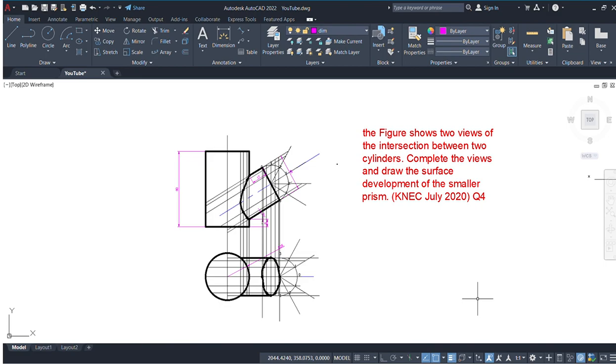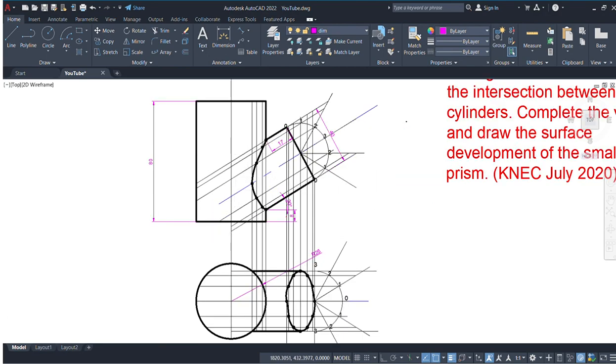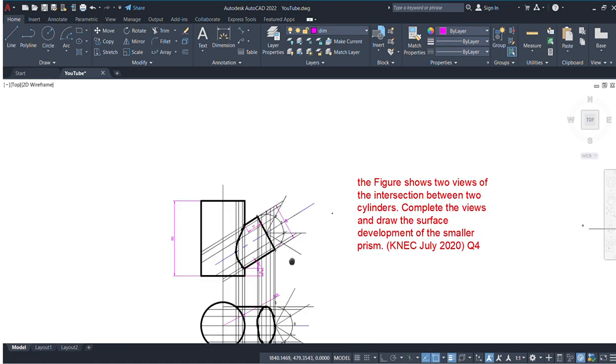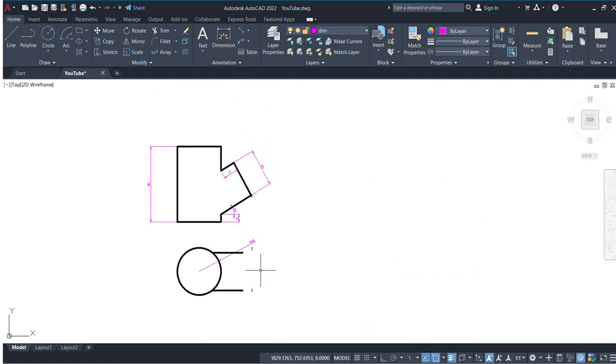I complete the views and then I will develop the surface development of the smaller prism in a different video. So the question here already is done, but now let's see how to go about that question. So this is how the question was.